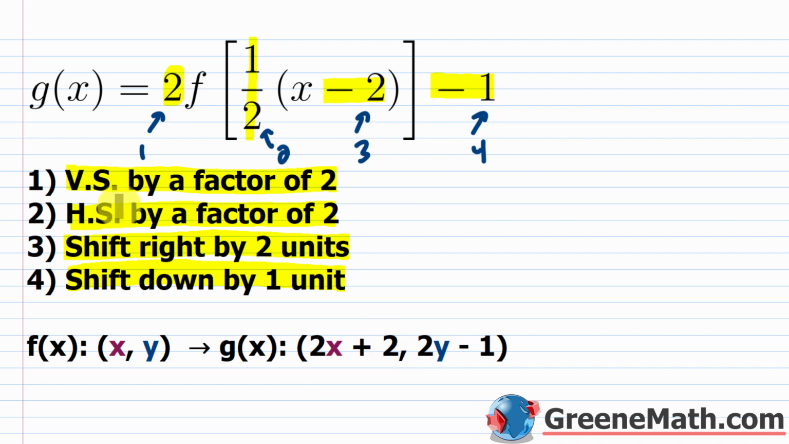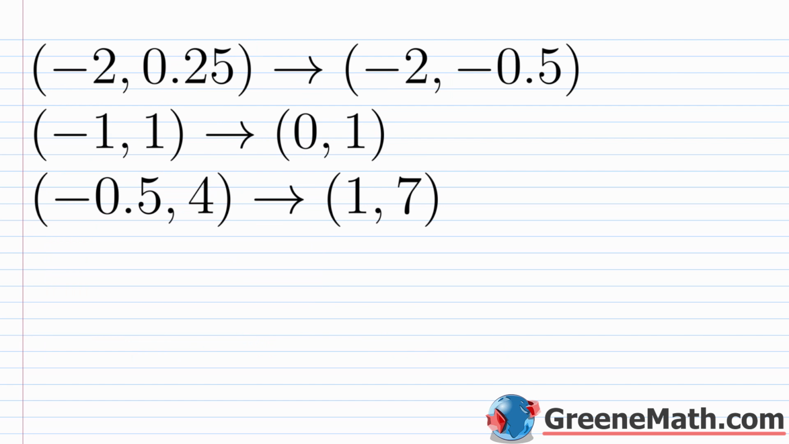Again, that's coming from this horizontal stretch by a factor of 2 done first, and then plus 2, that's coming from shifting right by 2 units. So 2x plus 2, and then comma, you have 2y minus 1. That's coming from the vertical stretch by a factor of 2. Again, that's done first, and then shifting down by 1 unit, that's done second. All right, so again, you can pause the video and do these on your own.